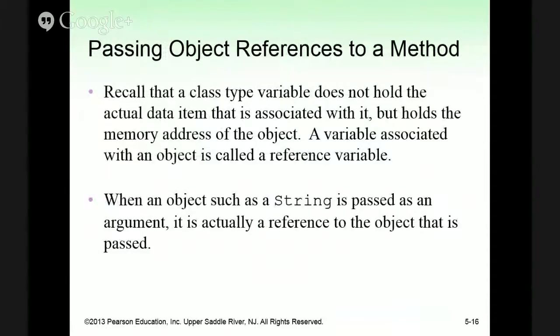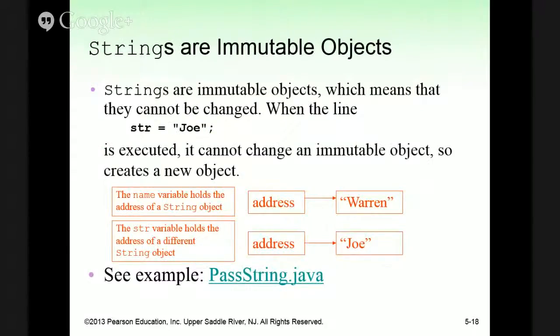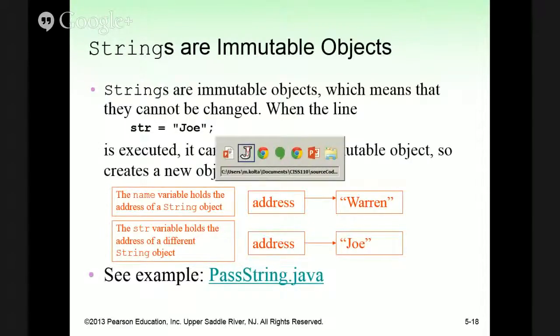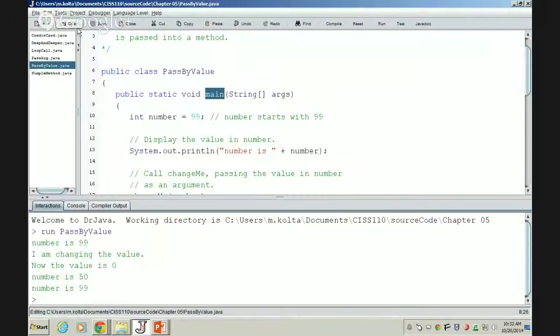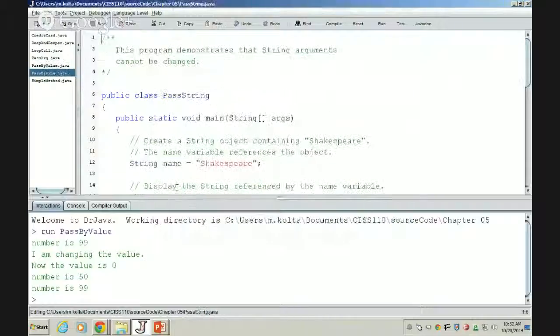We can also pass object references to a method, such as a string, but the way Java handles it is that it essentially treats it the same way as passing by value. So let's look at an example of that. We're going to pass a string into a method, and this may seem obvious, but it's important to bring up because other languages would handle this differently. So this is the way Java handles it.